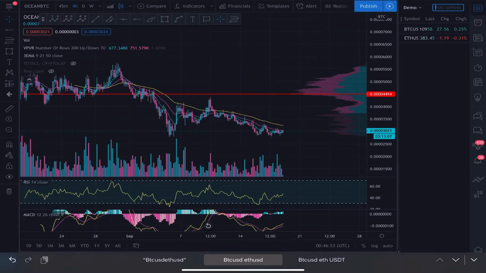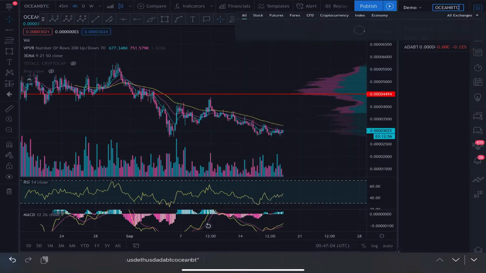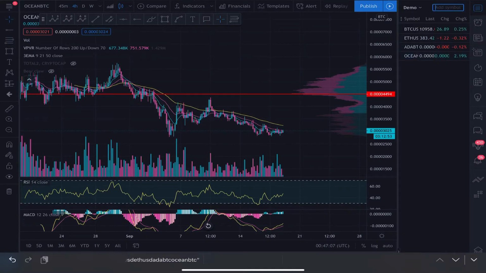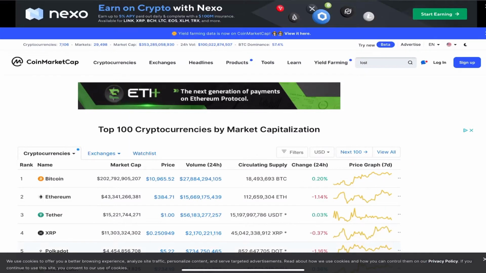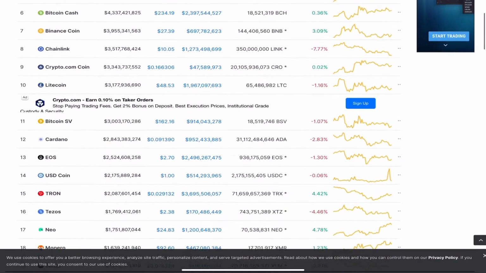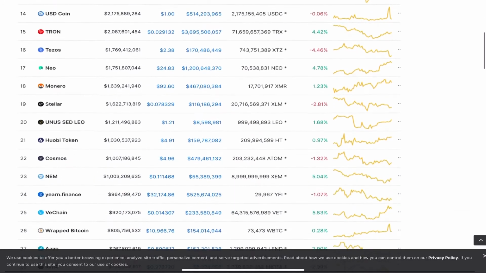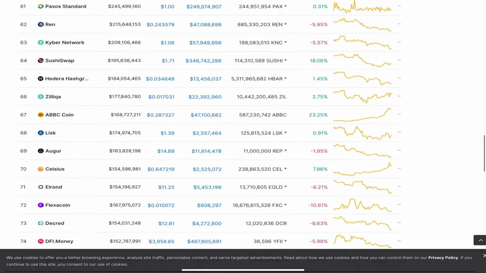So let's say Cardano, ADA BTC. Let's just do Ocean because it's here: Ocean BTC, Ocean Protocol, Bitcoin. Now that's a start. But what you need to do more so is go to CoinMarketCap, and basically you're going to add all of them. You're going to add all these coins. Anything that isn't a stable coin, you add it to your watch list. All of them. It'll take you a while, but this is what you have to do.